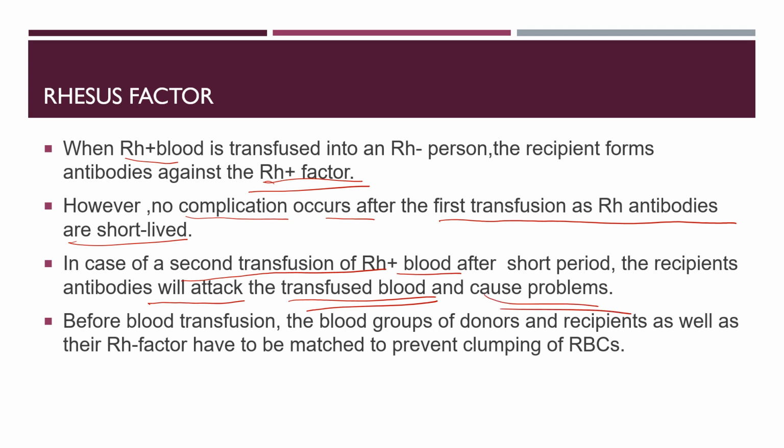Now before blood transfusion, the blood groups of the donors and the recipients should be checked properly and matched to prevent the clumping of RBC. So before transfusing blood from a healthy individual to the patient's body, the blood groups of the donors and the recipients should be checked, and the Rh factors should be matched to prevent clumping. This is very important. In case you are not checking the Rh factor or the blood groups, what will happen? There will be clotting, there will be problems, and the person may also die.